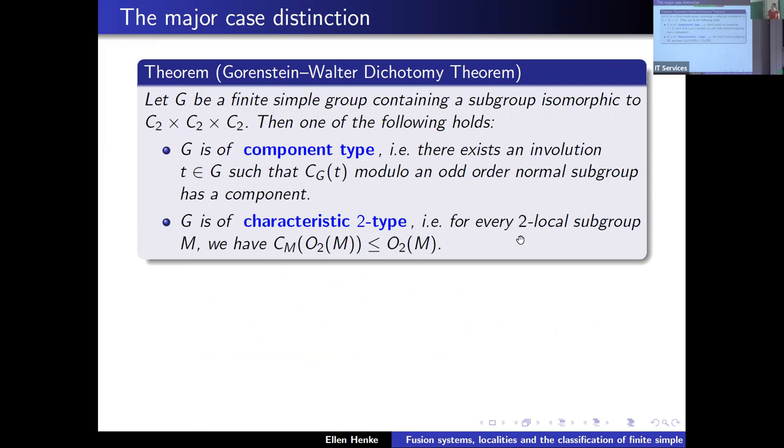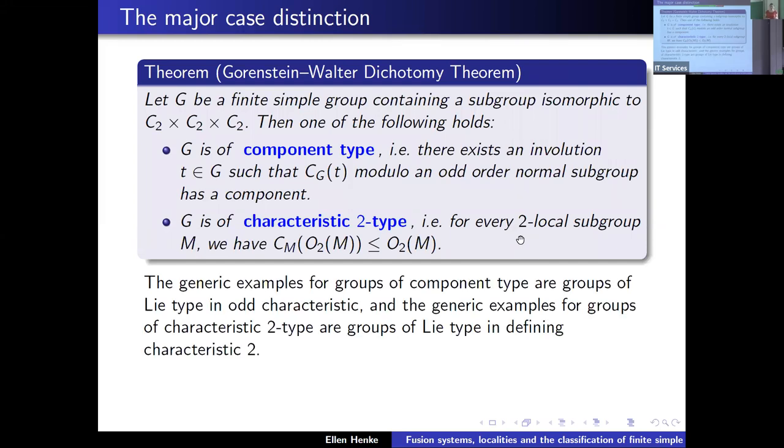And these abstract definitions actually mirror what we see in the generic examples for finite simple groups, which are the groups of Lie type. If you look at groups of component type, that's meant to mirror what we see in groups of Lie type in odd characteristic. So these are groups where there exists an involution such that the centralizer modulo an odd order normal subgroup has a component. And groups of characteristic 2 type mirror what we see in groups of Lie type in defining characteristic 2. So for every 2-local subgroup M, we have this property here, where O_2(M) stands for the largest normal 2-subgroup.